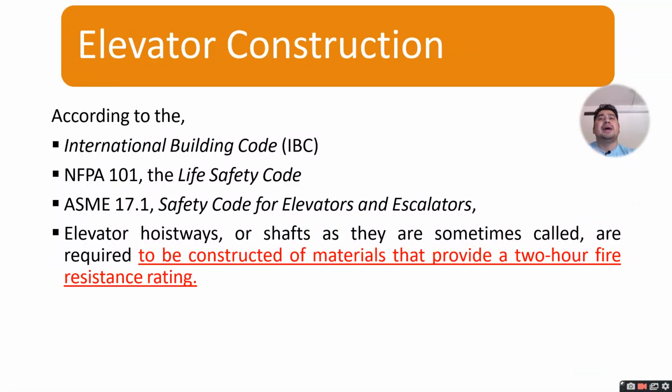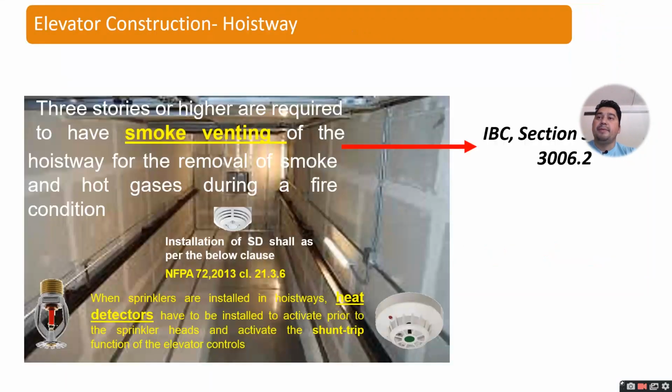Elevator construction: how the elevator should be constructed. Elevators should be constructed according to the International Building Code (IBC), NFPA 101, the Life Safety Code, and ASME 17.1, Safety Code for Elevators and Escalators. Elevator hoistways or shafts, as they are sometimes called, are required to be constructed of materials that provide a 2-hour fire resistance rating. So whatever you use in the elevator hoistway or shaft should provide 2-hour fire resistance during a fire.